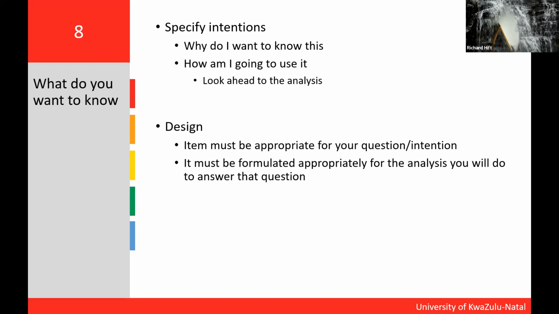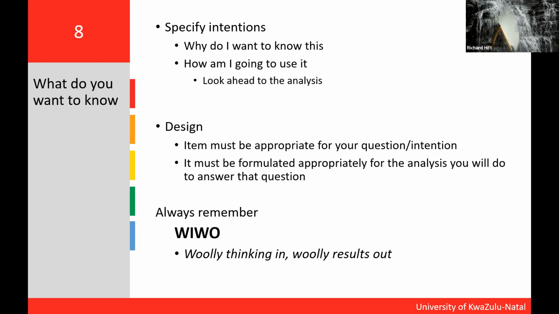So whatever item it is, whatever it is you're capturing, or whatever question is put down there for a questionnaire, the item must be appropriate for the question you want to ask or answer and your intention with what you're going to do with that data. It must be formulated appropriately for the analysis that you're going to use to answer that question. Okay. And as you know from statistics, types of variable are not interchangeable. Numbers can't be interchanged with text, dates can't be interchanged with numbers. So it's absolutely critical that you know what it is that you want to do.